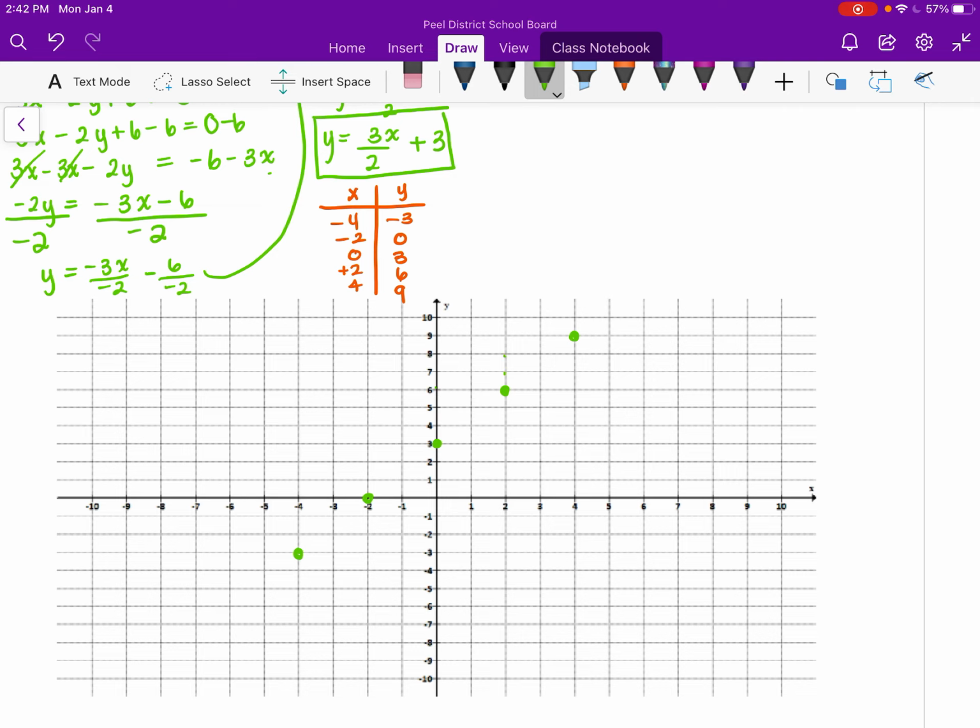I could go 1, 2, 1, 2, 3, and then I do it that way as well. It just depends on however you want to plot it. So it would be 1, 2, 3. So it would be 1, 2, 3 over 2.